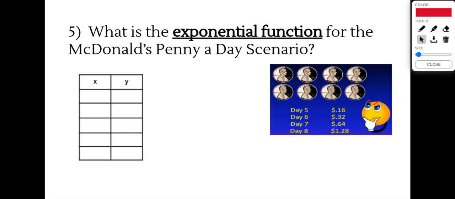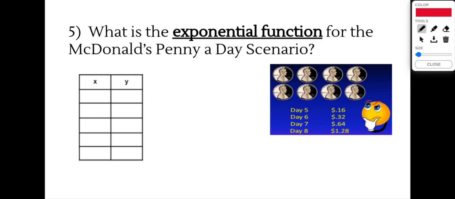Now we're going to go back to the McDonald's penny a day scenario. So if you watched that video first, on if you were to get paid a penny and then every day that penny doubled for the entire month. So let's write the exponential function for this because this growth is exponential. You're double, double, double, right? So let's see if we can write a function rule for that situation at McDonald's.